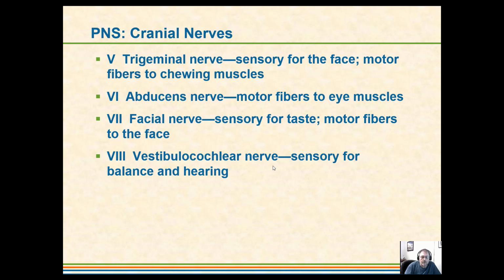It also is involved with maintaining our sense of balance. And damage to that area can result in a couple of things. You could have a compression of the vestibular portion of the vestibulocochlear nerve, and you could end up having someone who experiences bad vertigo. You could have damage to the cochlear portion and end up with loss of hearing.